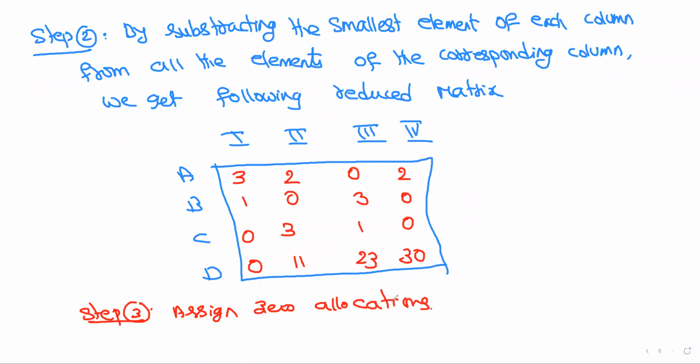How? We have to give preference for single 0. In the first row we only have a single 0, so you can give preference to that one. So the 8th person gets the third job. Once it's fixed, if you have any zeros in the corresponding row or corresponding column, we have to cancel them.